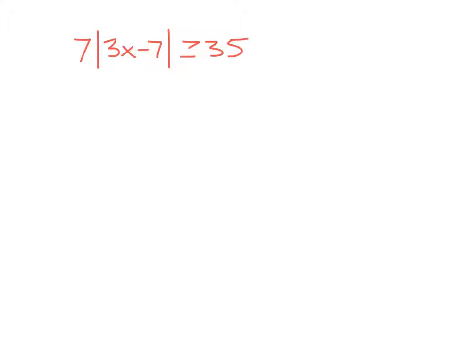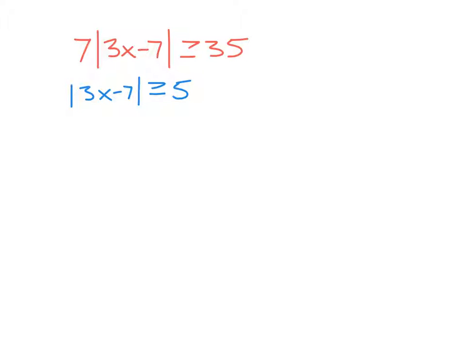So I'm going to do this as one of the examples, and the first thing that we need to do is get rid of that 7 that's out front, since it's outside the absolute value. I'm going to do that by dividing. So then we're going to have the absolute value of 3x minus 7 being greater than or equal to 5. And now we're going to set up both of our inequalities.